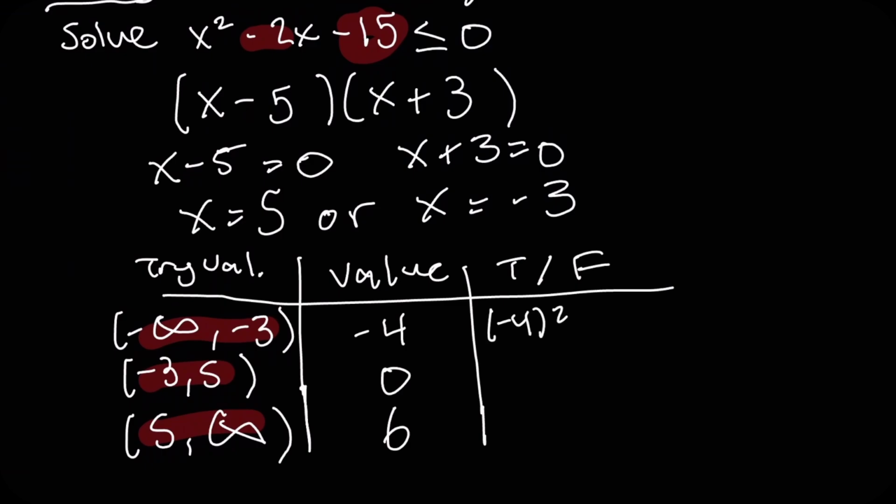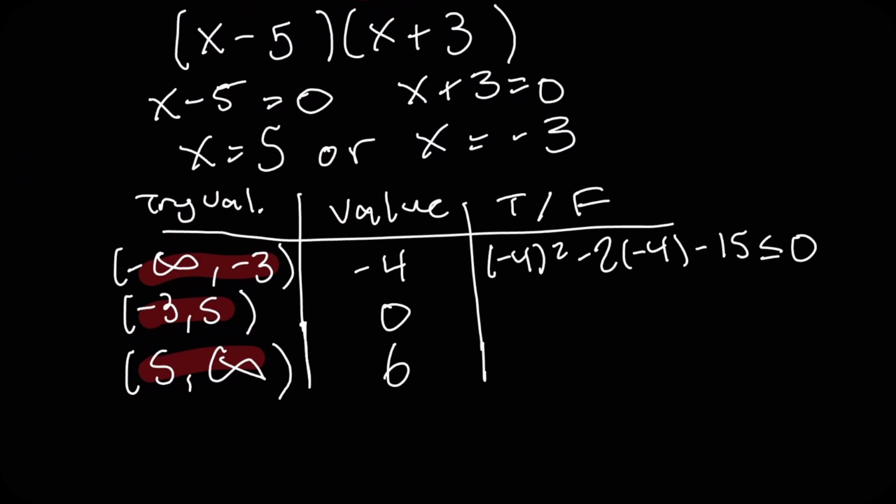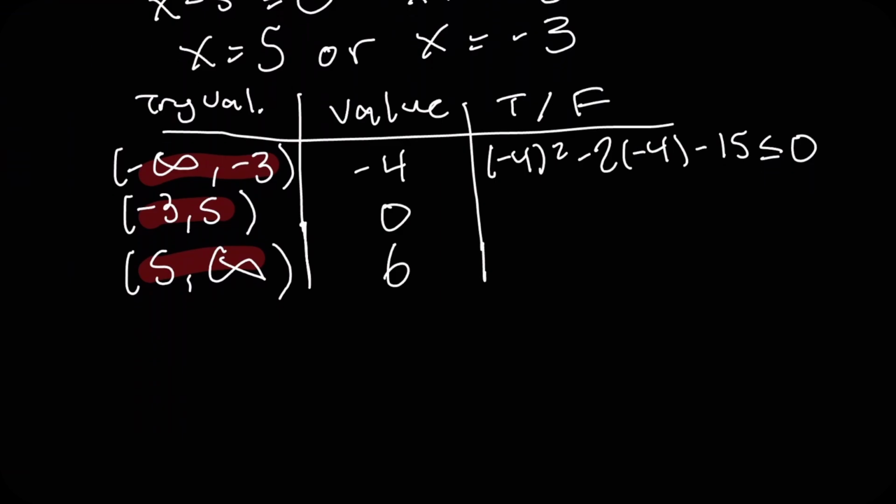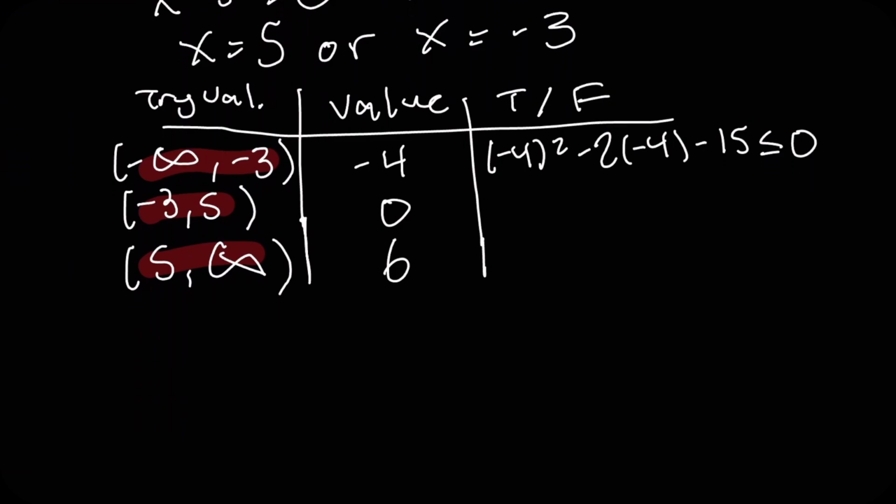Negative 4 squared minus 2 times negative 4 minus 15. And see if that's less than or equal to 0. That will give us, in this case, a 9 is less than or equal to 0, which does not make any sense. So that negative infinity to negative 3 is not going to be a solution that we want to include in our notation here. Let's go ahead and try 0.